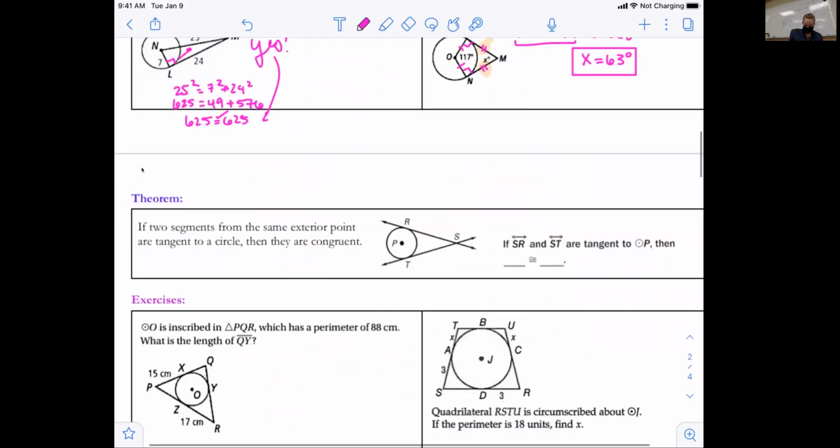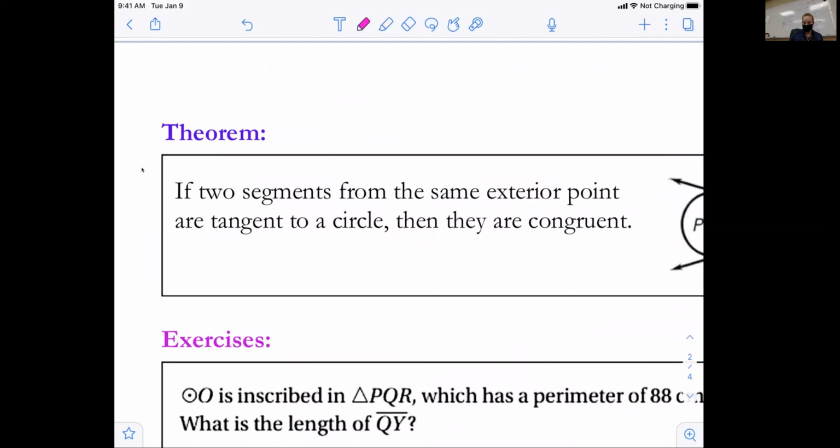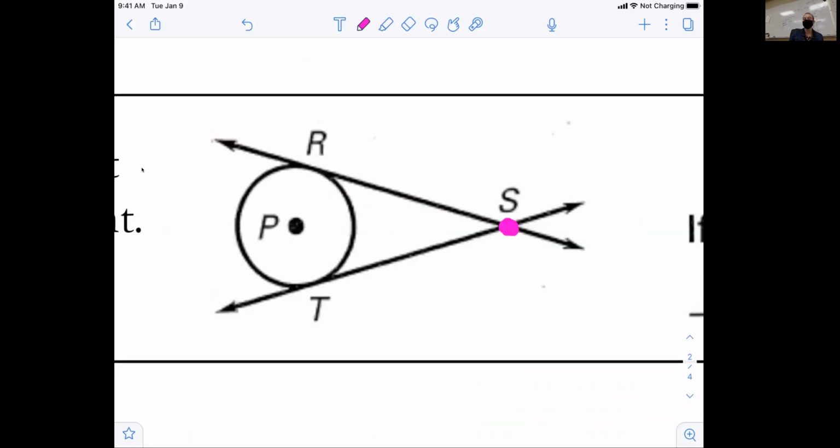What I just prefaced, I'm about to teach you right now. There's a new theorem on the top of the next page. It says, if 2 segments from the same exterior point are tangent to a circle, then they are congruent. So we've got 2 segments from the same exterior point. This point S is exterior because it's not inside the circle, it's outside. ST is a segment that's tangent to the circle at point T. And SR is a segment that's tangent to the circle at point R. So they share point S, and they both touch the circle at a point of tangency.